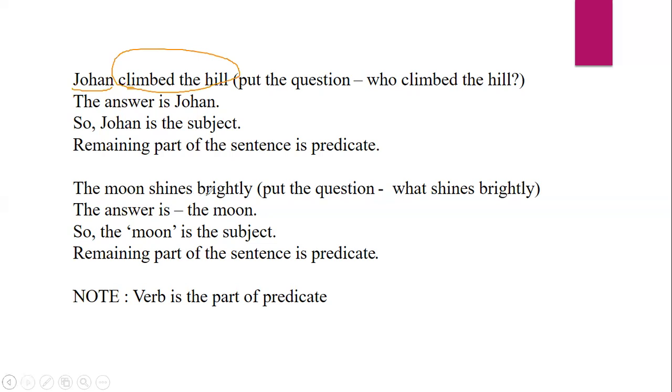The moon shines strongly or brightly. Let's take brightly here. The moon shines brightly. Put a question. What shines brightly? The answer is the moon. The answer, moon, is the subject. Shines brightly. How is the moon shining? Shines brightly. It is the predicate. Okay. So note, the verb is part of the predicate.